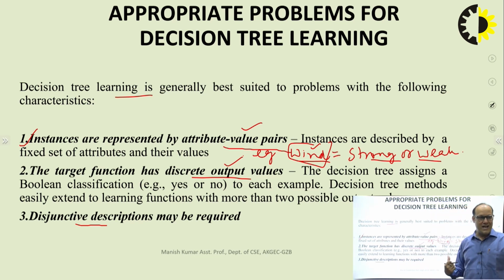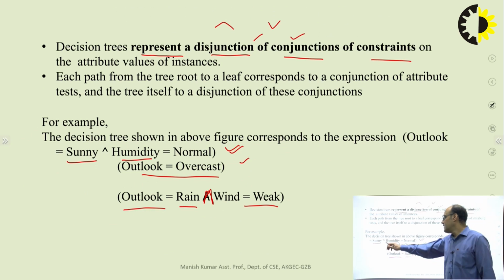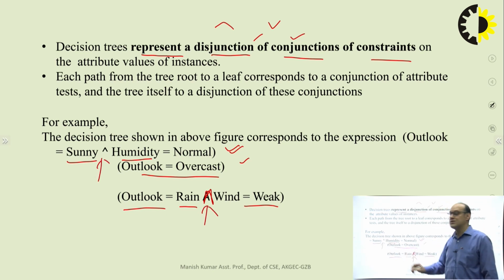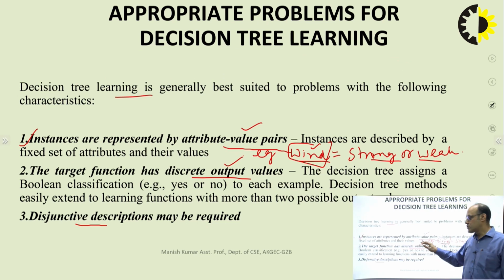Disjunctive, as I have shown in the expression, by showing "or" and "and". So if I can describe those values like that, with or and and, for example, sunny and humidity is equal to normal, rain and wind is equal to weak. So these are the disjunction of conjunction constraints. If I can show it like that, then I can represent it with the help of a decision tree. Those problems can be represented in the form of a decision tree.